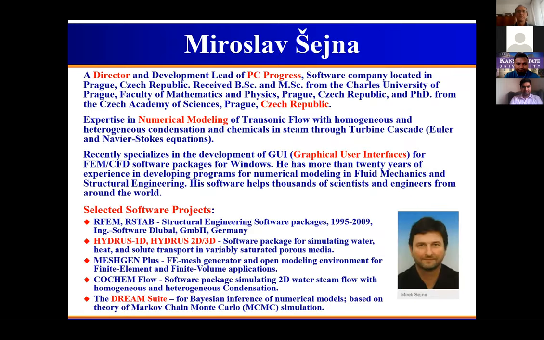Then I'm working with Miroslav Šejna. He's a director of PC Progress. So that's the software company which develops the graphical user interfaces, hosts the website, distributes the software, etc. He's a mathematician. He's a genius mathematician. He can solve pretty much any problem, both in software and in mathematics.